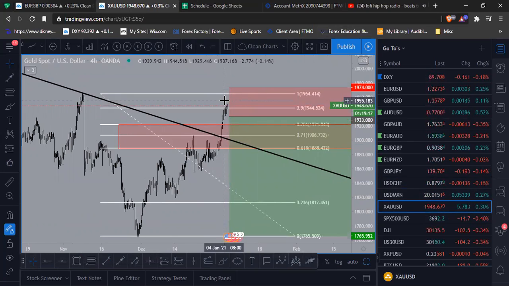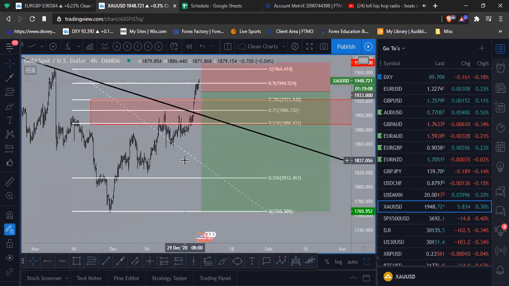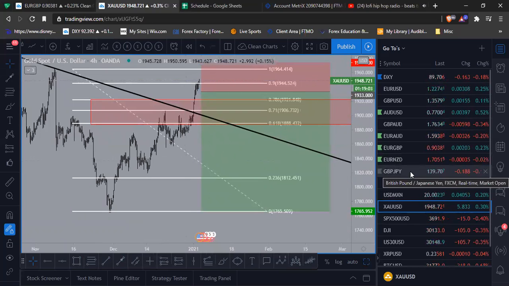1952 though, you might want to watch this area, 1952 to between 1960 and 1962. I'm still in this gold sell. I'm not going to call for a buy, I just can't do it. Price is way too high for that.